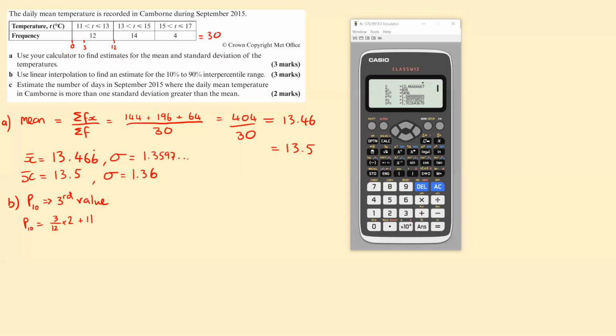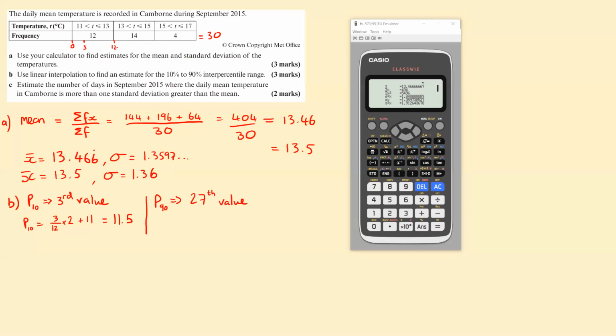So I just need to work that out. So 3 over 12 times by 2 is 6 over 12 plus 11 is 11.5. So that's my 10th percentile. Doing the same thing for the 90th. Again, if 10% is 3, then 90% is going to be 27. So the 27th value.